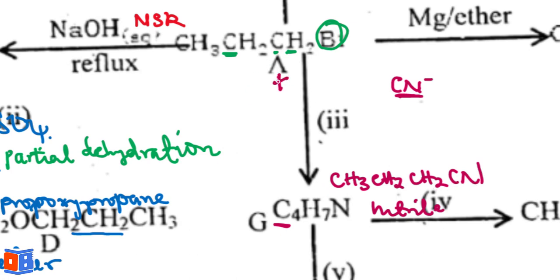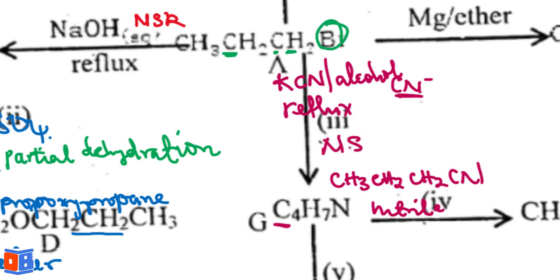And the reagent we said here is potassium cyanide in alcohol, and then we do refluxing. We are going to give rise to butane nitrile, and this reaction is nucleophilic substitution reaction, because the cyanide group is a nucleophile that comes to replace bromine in the bromopropane, giving rise to a nitrile.